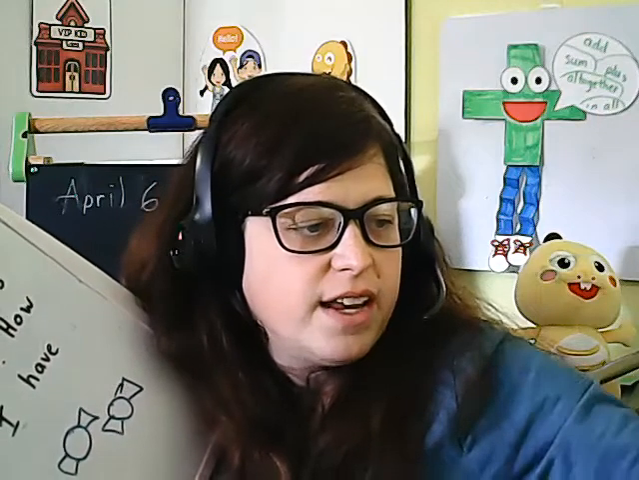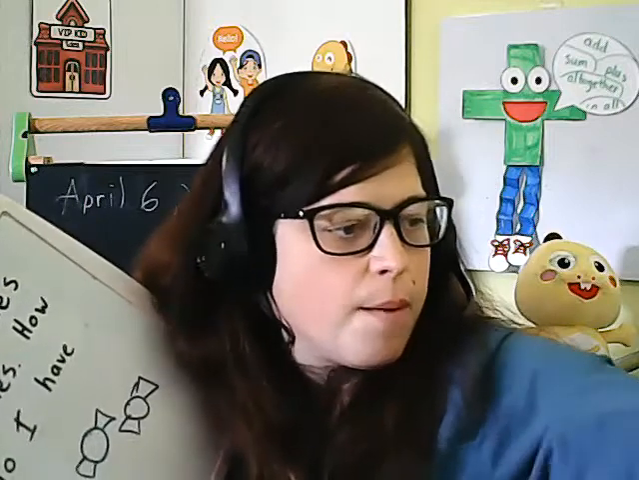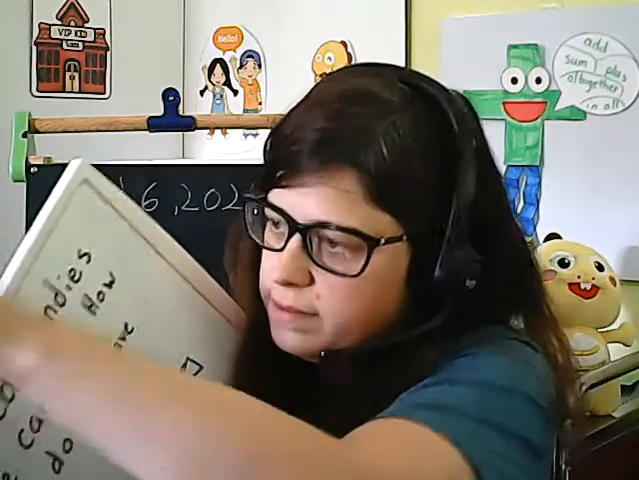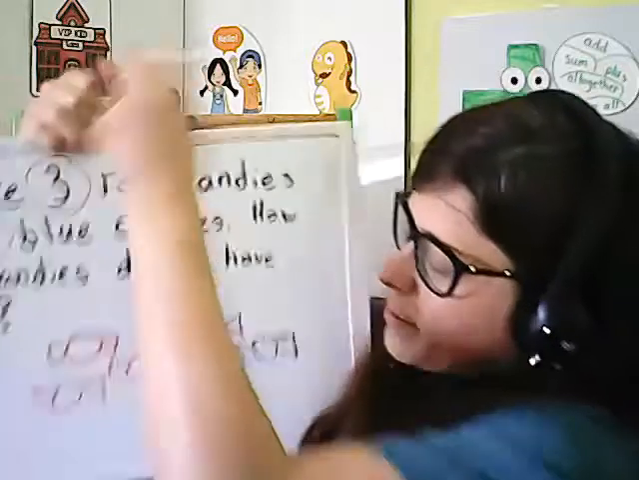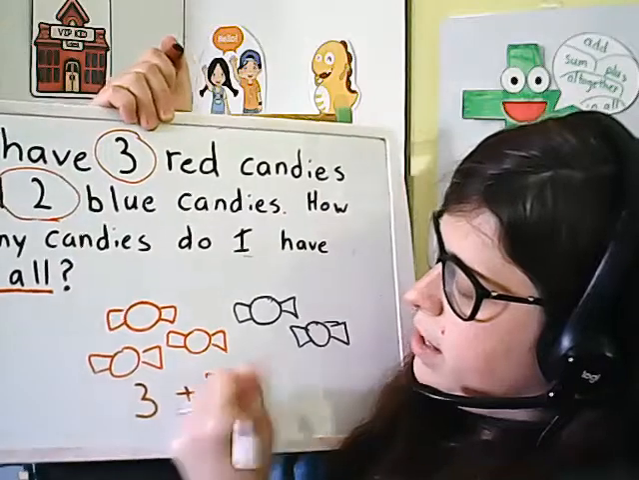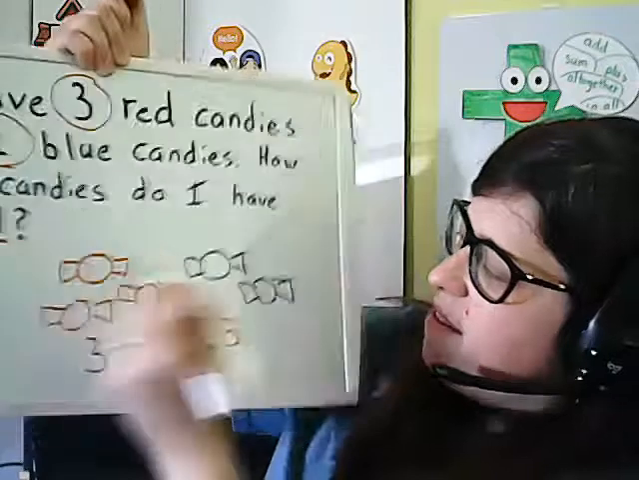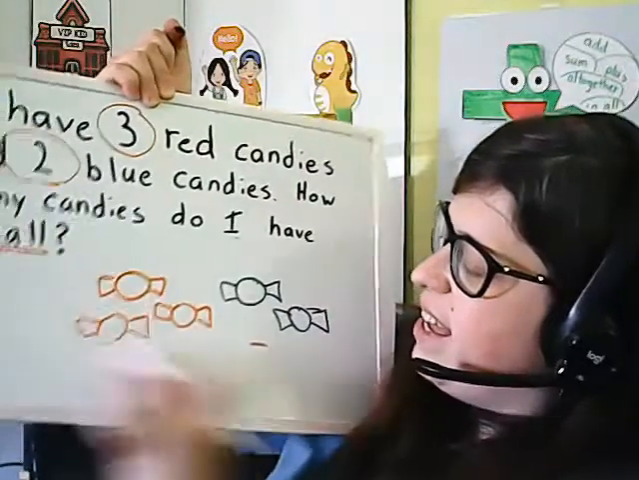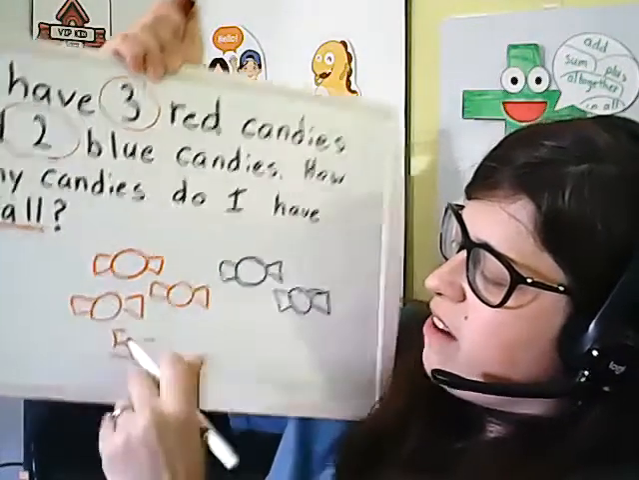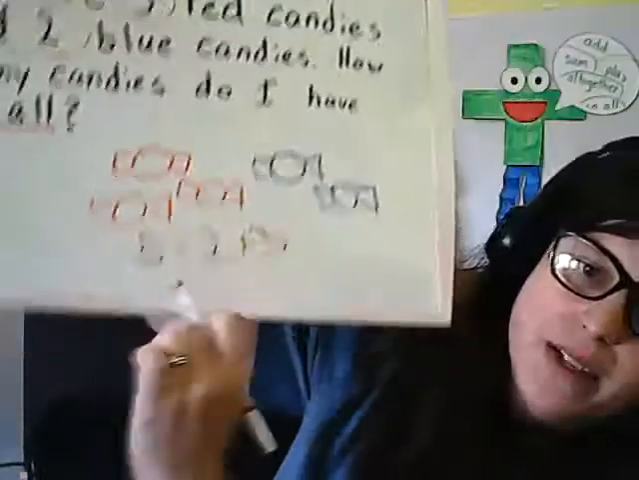I will do that in a 3rd color. Maybe this color. 3 red candies plus 2 blue candies equals 5 candies. Or you could say 5, start with your whole, equals 2 plus 3. That's another way you can write that equation. It means the same thing. As long as my sides are balanced, I'm good.